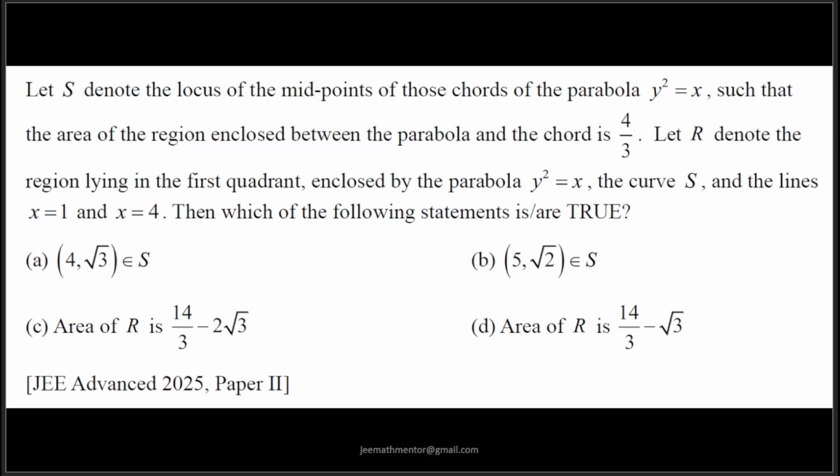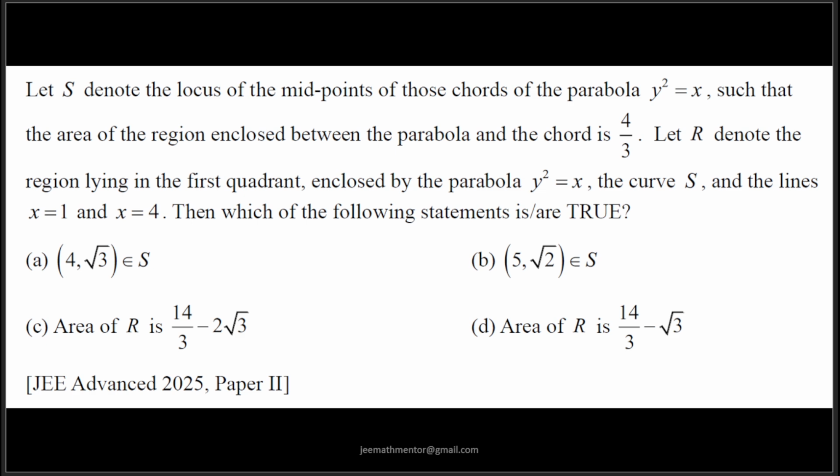A lot of JEE Advanced problems are multi-concept questions, which implies that the ideas required to solve a problem will not be drawn from just one chapter. It would be a collection of different chapters from different units. For example, in this beautiful question, second paper, JEE Advanced 2025, it involves parabolic concepts, coordinate geometrical ideas that you have studied, along with applications of integrals, that is area under the curve.